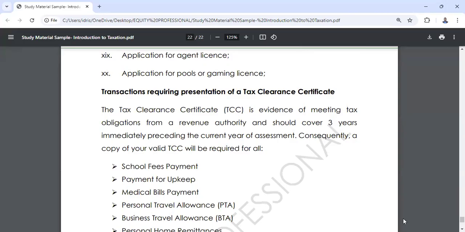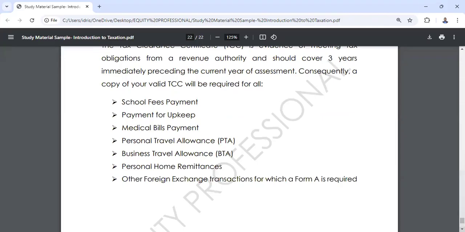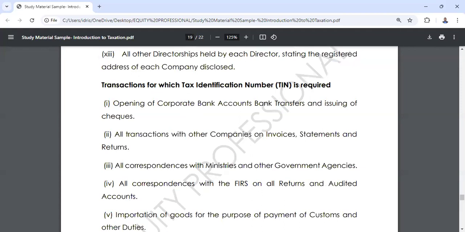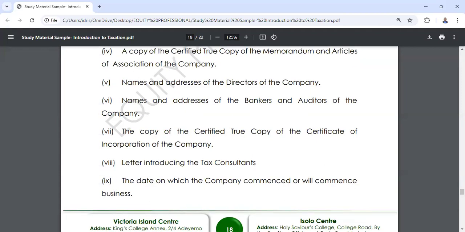Personal travel allowance. You want to travel and you need foreign currency for the allowance, they ask for your tax clearance certificate. Business travel allowance, you are going on a business trip and you need foreign currency, they will ask for your tax clearance certificate. So please, ladies and gentlemen, try to differentiate between the tax clearance certificate, TCC, and the TIN number, tax identification number. They are different. The transaction in which a TIN number is needed is different from the one where a tax clearance certificate is needed, though they are somehow interwoven.